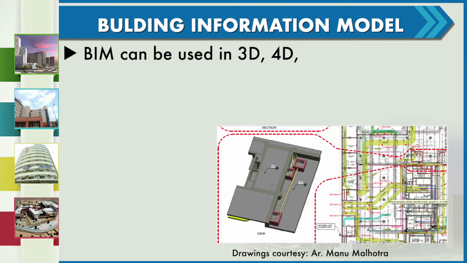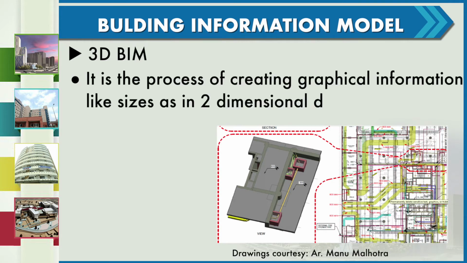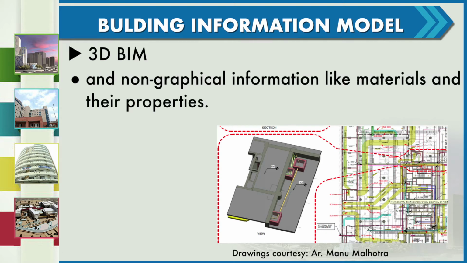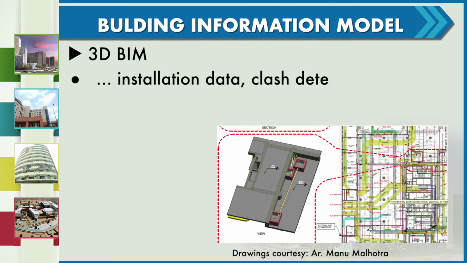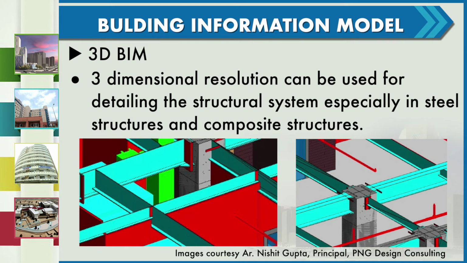BIM can be used in 3D, 4D, 5D and 6D. 3D BIM or the shared information model is the most commonly used. It is simply the process of creating graphical information like sizes as in 2-dimensional drawings, etc., and non-graphical information like materials and their properties. It's used for preparation of construction drawings, procurement and installation data, clash detection in MEP, etc. 3-dimensional resolution is also useful in detailing the structural systems, especially in steel structures and composite structures.